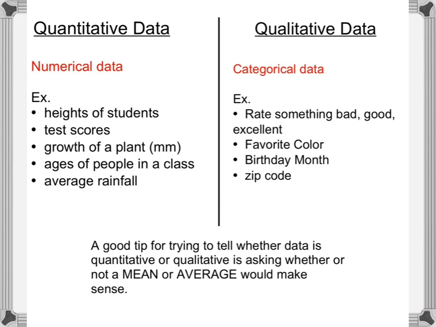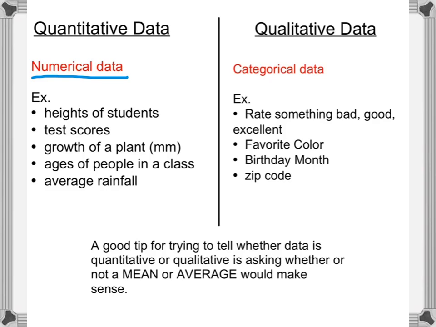Okay. So first thing we want to go over is the distinction between quantitative data and qualitative data. So quantitative data is numerical data. Some examples are heights of students, test scores, growth of a plant in millimeters, ages of people in a class in years, average rainfall like we saw in our last quiz.